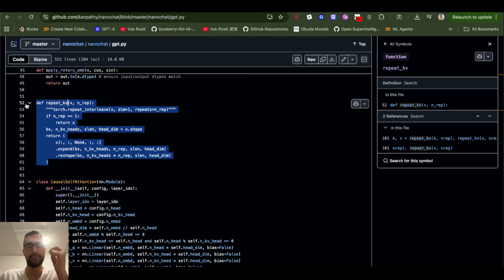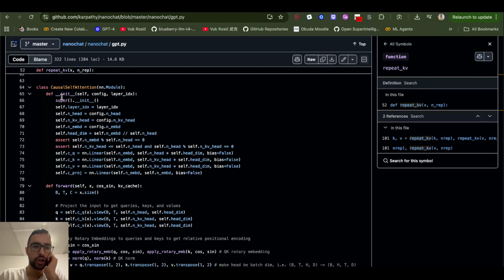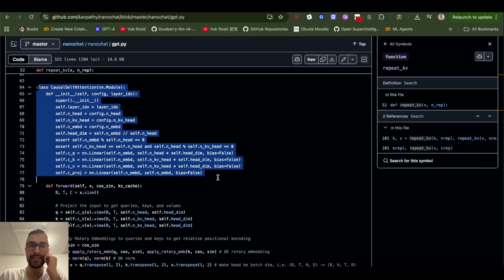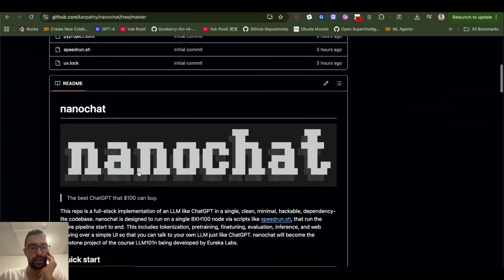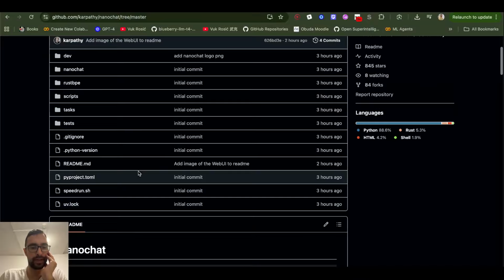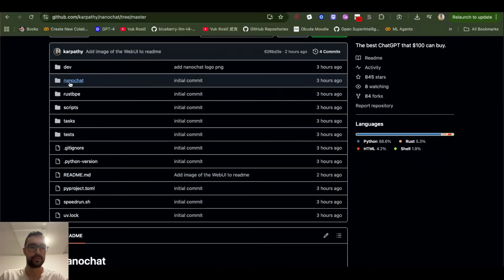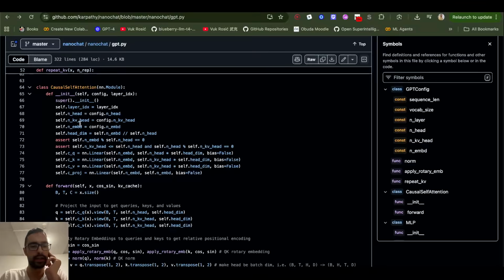Repeat KV, this is for multi-query attention. So you group tokens and put the same key and value for each token in the group, so you don't need to unnecessarily recompute key and value for those tokens. And then each token has its own query. Causal self-attention, so this is again implemented for learning. I think he doesn't have kernels here, and if he implements these into kernels, then they would train even faster. But I need to check. But yeah, this is for learning.